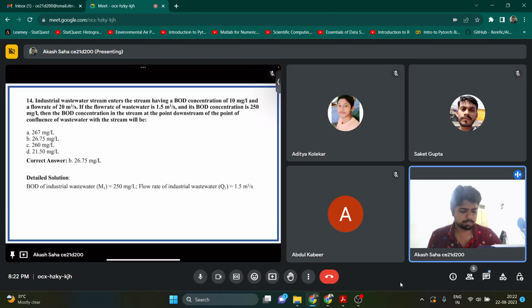So we know the BOD, let it be M1, BOD of wastewater 250 and flow rate Q1 as 1.5. Now the BOD of the stream M2 is 10 milligram per liter and flow rate Q2 is 20 meter cube per second. So the BOD at the point of confluence will be (M1 Q1 plus M2 Q2) divided by (Q1 plus Q2). So it's a direct question. You will be getting the answer for this.